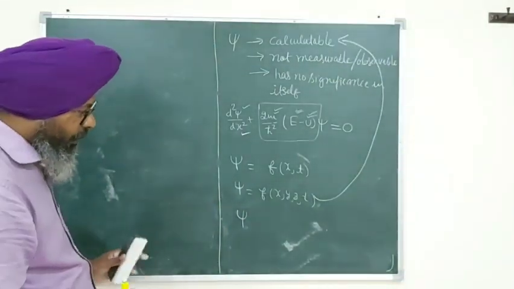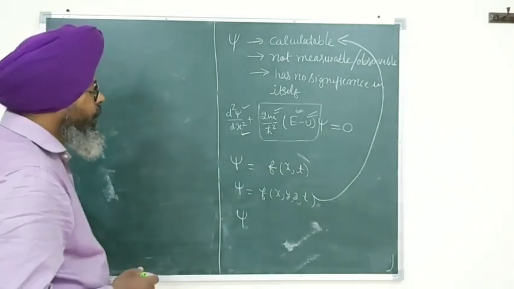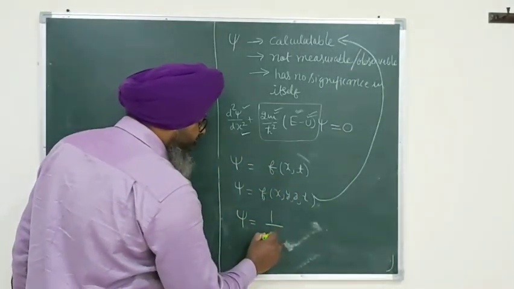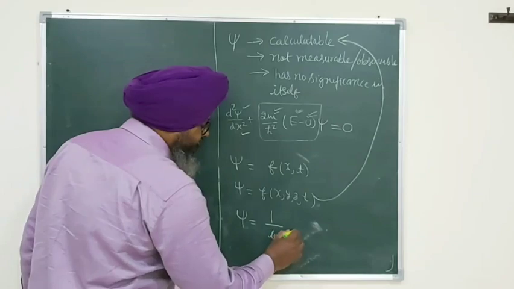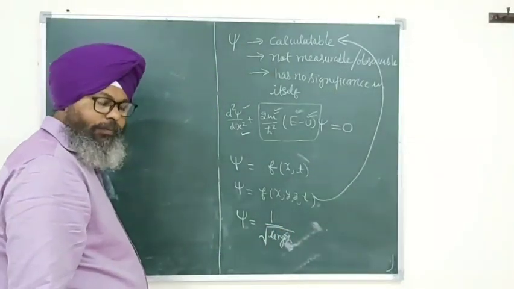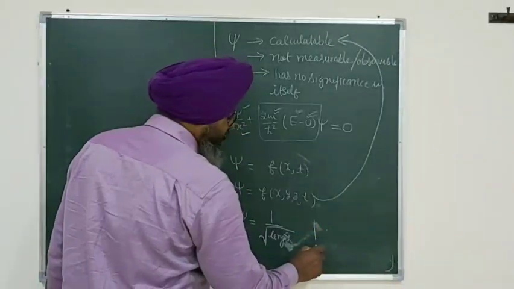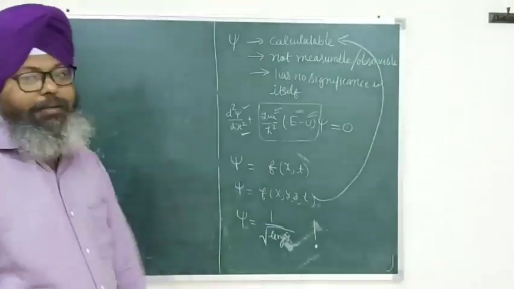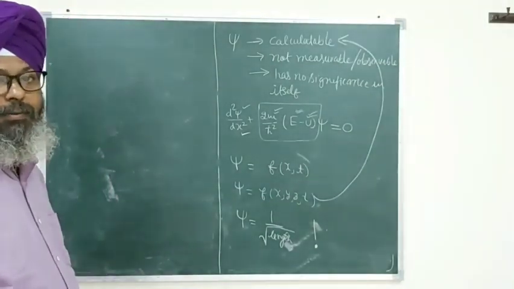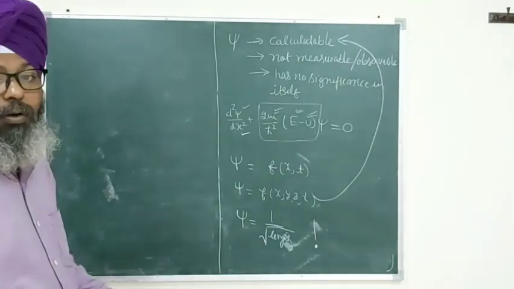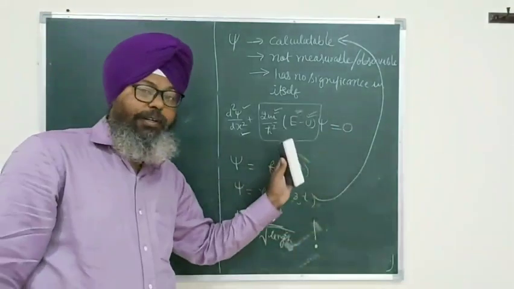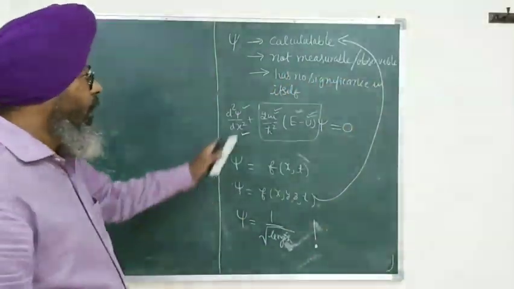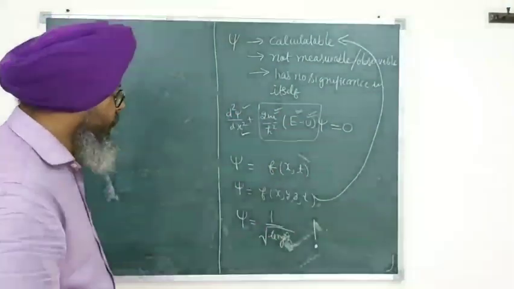But only one thing that I would just mention here, if we just see after solving this, we find its units will be 1 divided by square root of length in a one dimensional problem. Now this is quite surprising. It is not possible for a physicist to interpret what is the square root of length. We cannot interpret it. So it cannot be measured, although it has been calculated. So therefore the wave function is not measurable or observable, and it has no significance in itself.